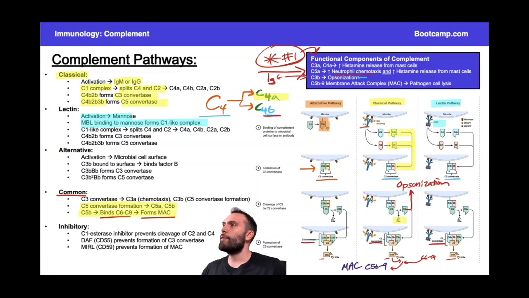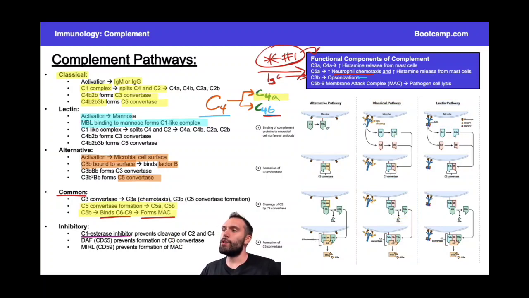Alternative pathway, the difference is we're activating on the microbial cell surface with C3b bound to the surface. It's going to bind this factor B, and then we're going to form a C3 convertase, eventually forming a C5 convertase once we cleave C3b and add that to our structure. Okay, and so again, we get to the common pathway. It's the same thing. They're all going to end in this membrane attack complex formation. So they're all going to eventually get to that step. They just start a little bit differently.